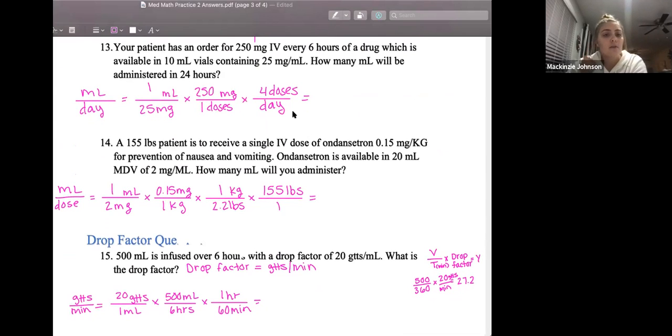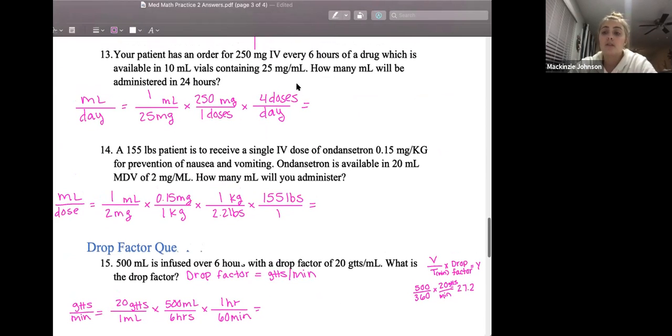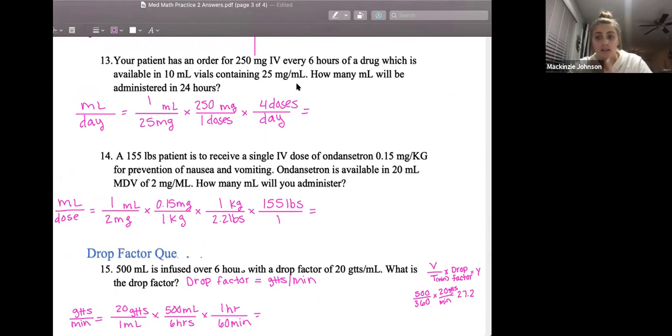Your patient has an order for 250 milligrams IV every 6 hours of a drug, which is available in 10 milliliter vials containing 25 milligrams per milliliter. So this is a really good example of some information that's really just not important. This 10 milliliter is not important in this problem. It's just kind of there to throw you off. So you know that your patient has an order for 250 milligrams, which is what you need to know. You need to know that.